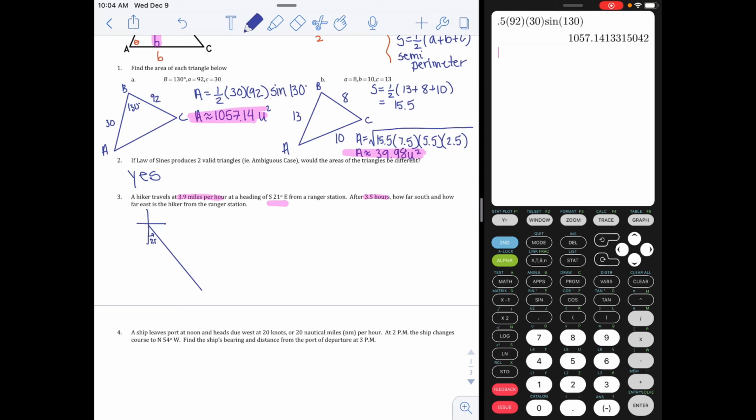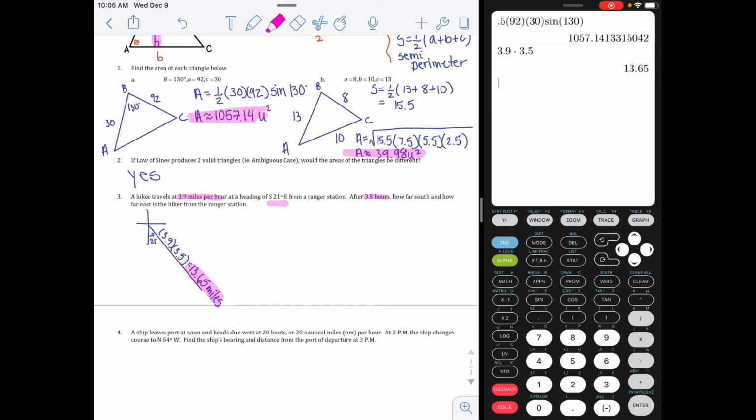And his speed was what? He was going 3.9 for 3.5 hours though. So I should be getting 3.9 times 3.5, 13.65. Okay, and it's miles. So I'm going to put that miles there. I'm totally cool, guys, if you just want to write this out, that's fine. Just showing you where it's coming from.